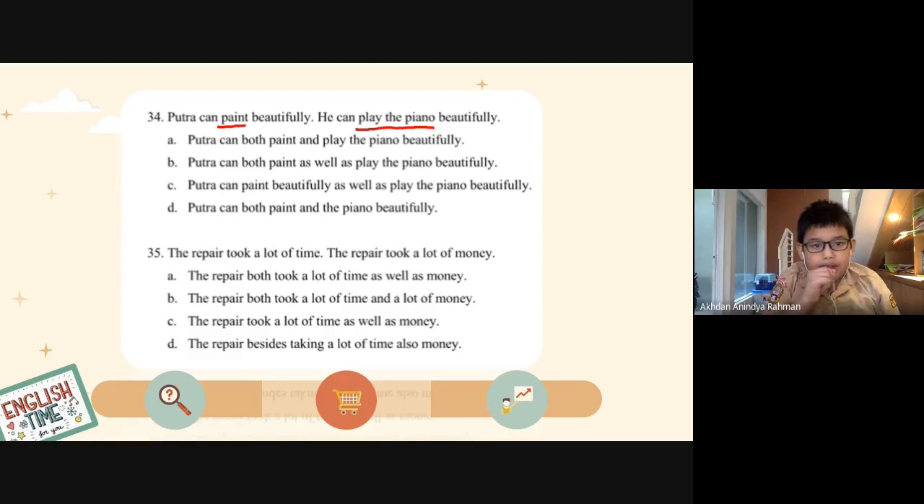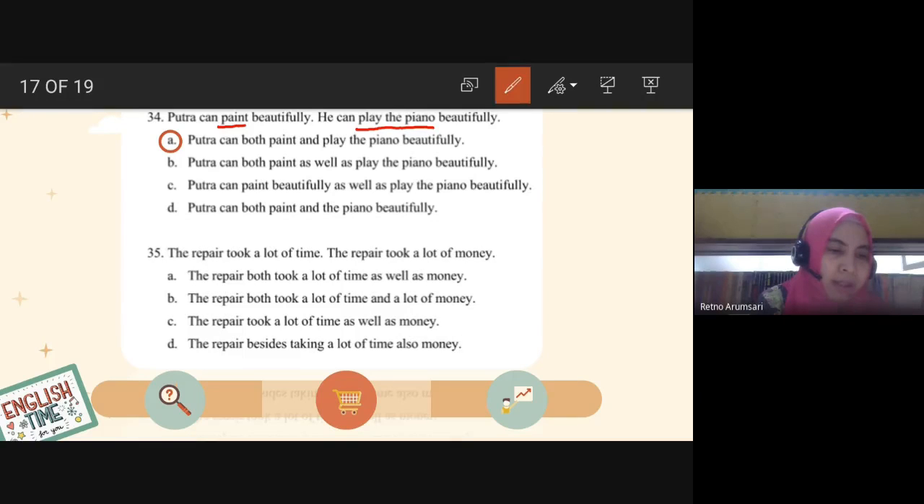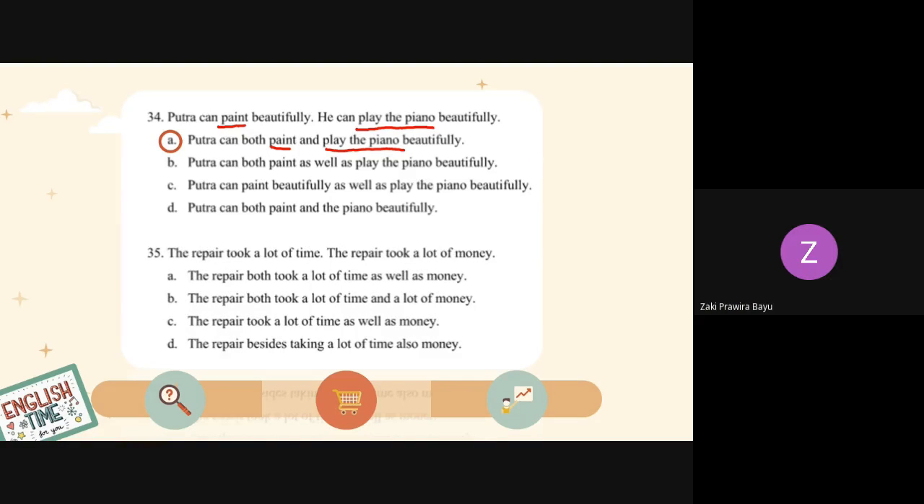Putra can both paint and play the piano beautifully. Yes, when you use both and, you put both before the paint, and you put "and" between the first difference and the second difference. Okay, like this. Okay, 6C. Now number 35. Thank you, Danny.